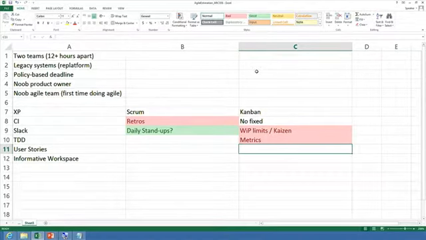And you guys, because you did this, John and I didn't lead you, you chose much more Kanban than Scrum. XP is easy. We always see this. There's always going to be CI, Slack, an informative workspace, right?